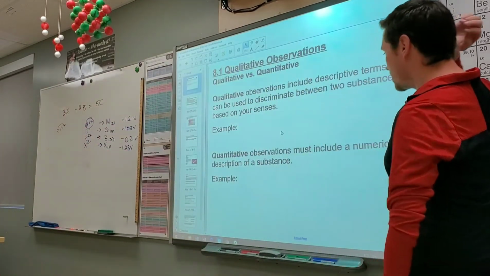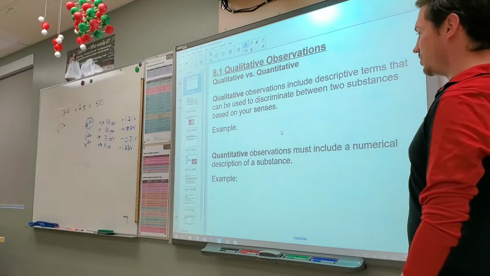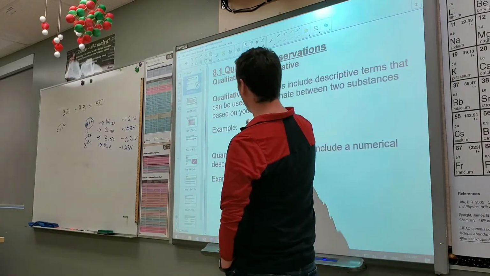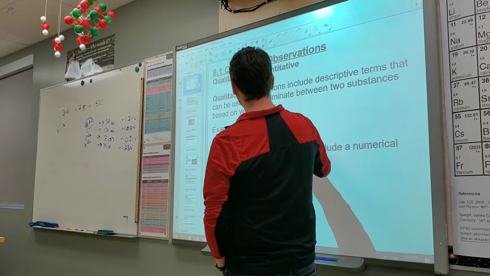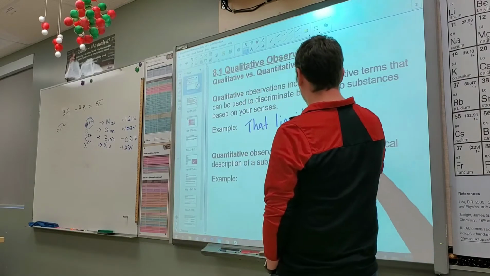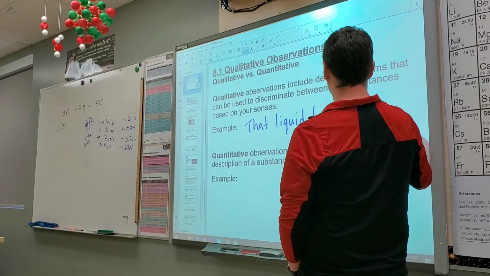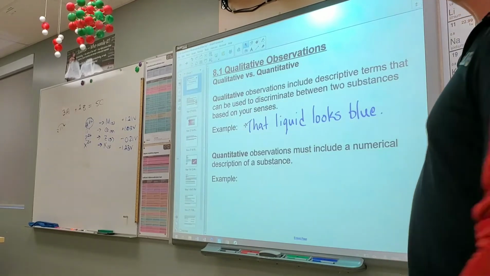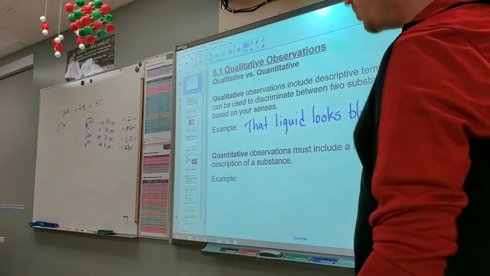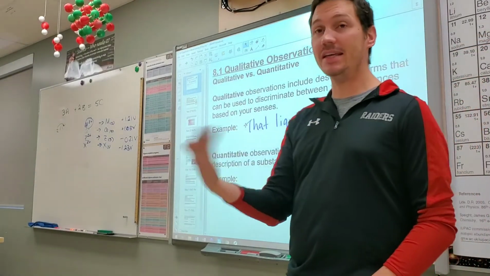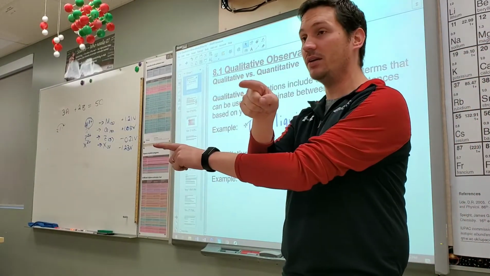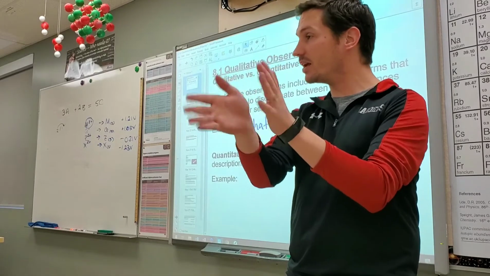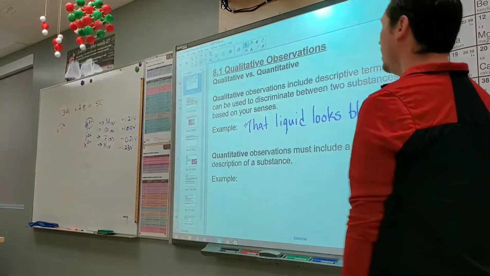So qualitative descriptions include descriptive terms that can be used to discriminate between 2 substances based on your senses, right? So an example is, that liquid looks blue. Now, I'm intentionally making this very simple because when you have a blue liquid, can you very easily discriminate between that liquid and another liquid? Yeah. Oh, that one's blue. That one's not blue. So I know something about this liquid that happens to be blue, that kind of thing.